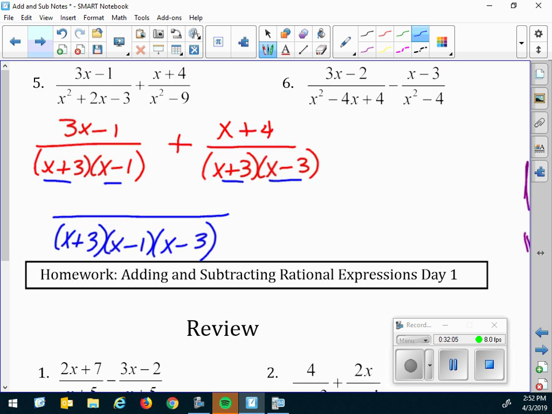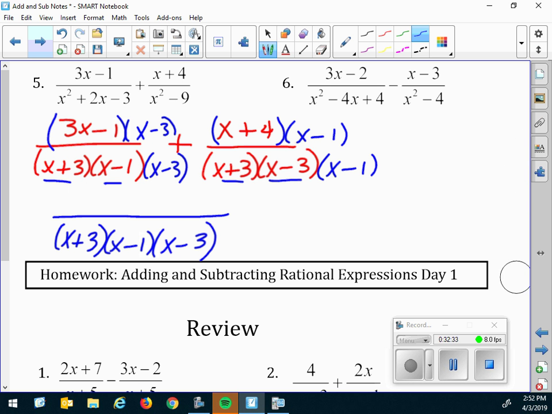Okay. What does this first fraction need? Good. So I want you to put that in parentheses, x minus 3. And what does this fraction need? This one needs an x minus 1. I like hearing that from you. I really do.